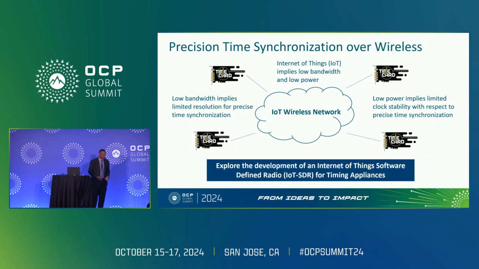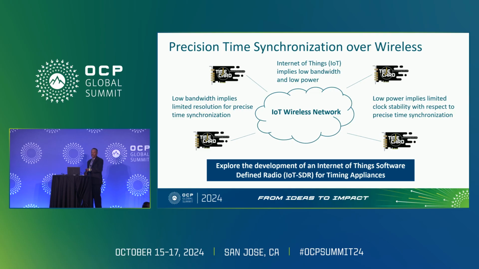When you start talking about IoT and you say high precision, it doesn't quite line up because there are a lot of constraints when you're talking about IoT devices. So on this slide, I just want to talk about some of the things you have to deal with in this type of research. The Internet of Things implies low bandwidth and low power. And low bandwidth, low power usually doesn't imply precise time synchronization. On top of that, low power normally implies limited clock stability. Because in this realm, when you talk about clocks, stability is the big thing you want to have in terms of time transfer.